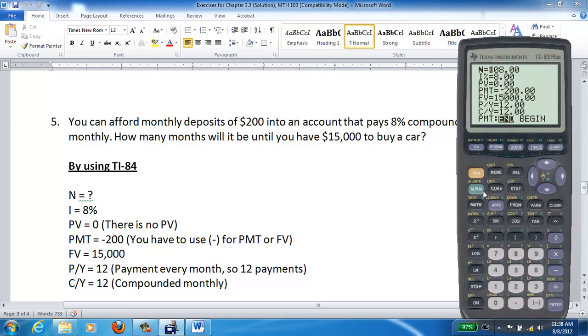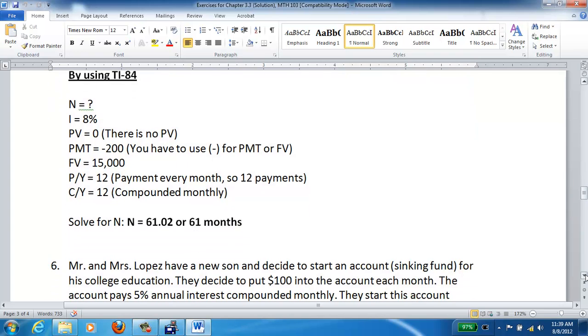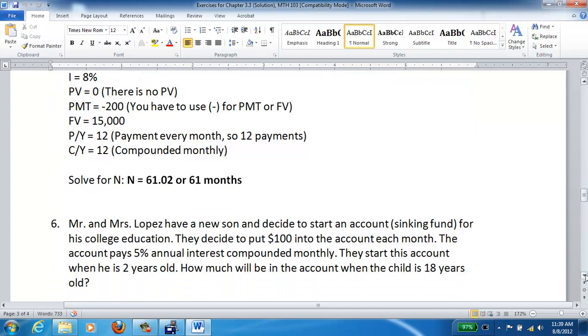So we go to the N, alpha, enter, and this is going to be 61 months. Because don't forget, P slash Y will be 12. So it's going to be 12 payments per year, so 61 in months, not years. So 61 months. And this is the answer. Problem number 6.